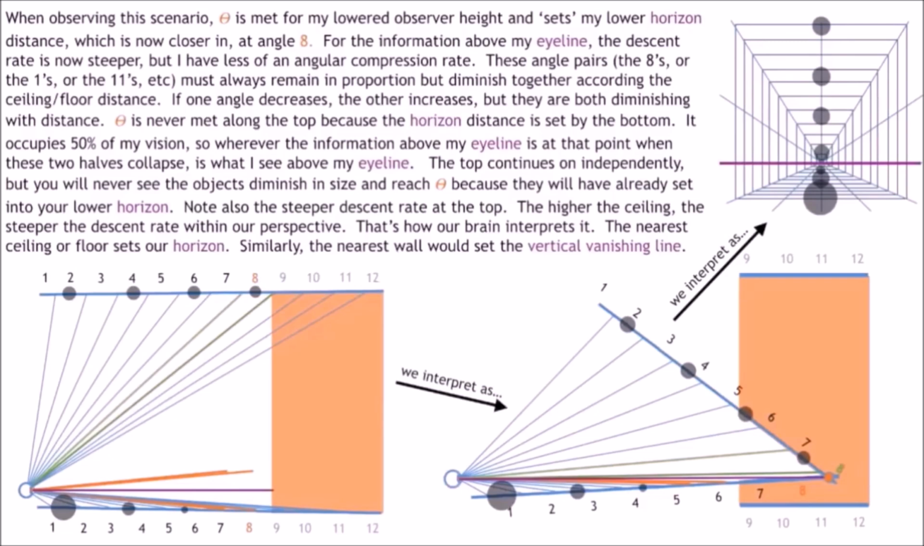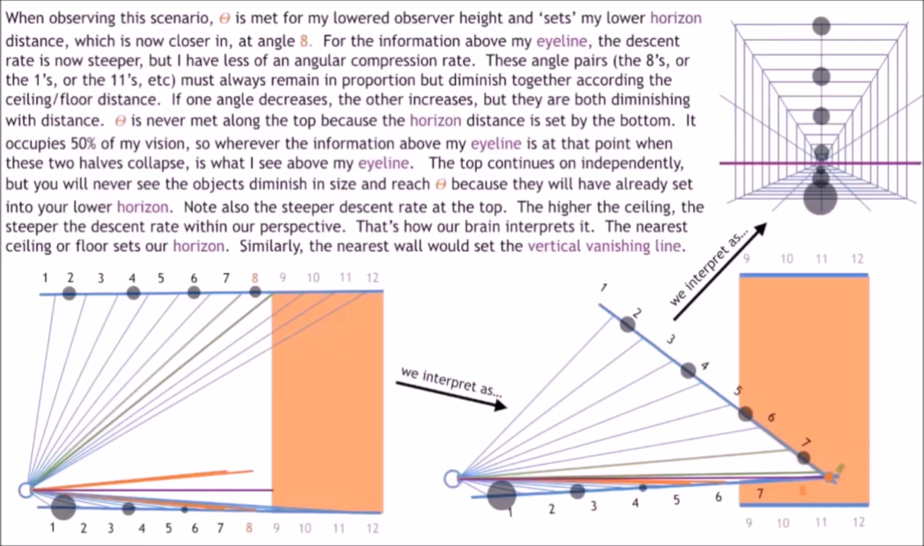It occupies 50% of my vision, so wherever the information above my eye line is at that point, when these two halves collapse, is what I see above my eye line in my perspective. The top continues on independently, but you will never see the objects diminish in size and reach theta along the top because they will have already set into your lower horizon. What their angular sizes should be doing. They are gone to your vision. Note also the steeper descent rate at the top. The higher the ceiling, the steeper the descent rate within our perspective. This is how our brain interprets it.